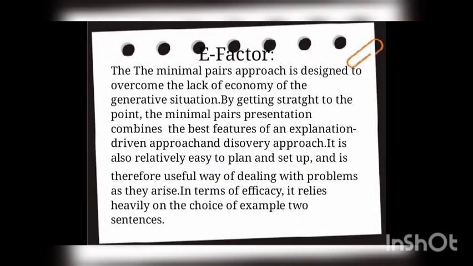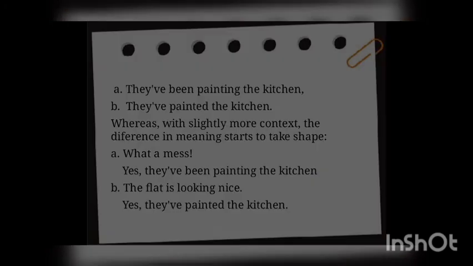And now let us know what are the E factor of the sample lesson 4. The minimal pairs approach is designed to overcome the lack of economy of a generative situation. By getting straight to the point, the minimal pairs presentation combines the best features of an explanation-driven approach and discovery approach. It is also relatively easy to plan and set up, and it is therefore a useful way of dealing with problems as they arise. In terms of efficacy, it relies heavily on the choice of example sentences.